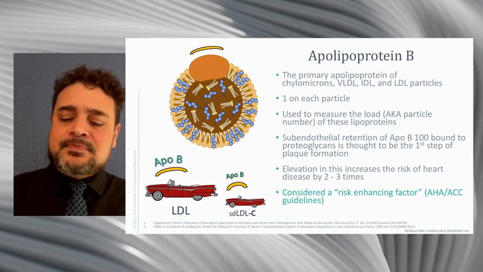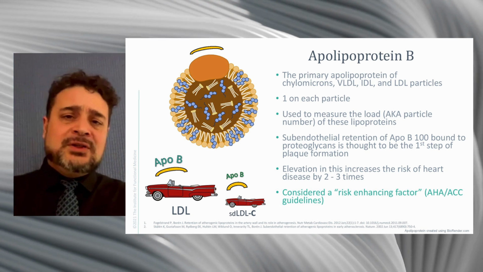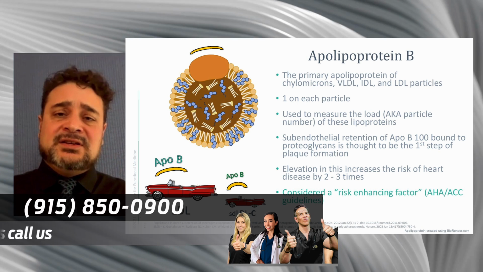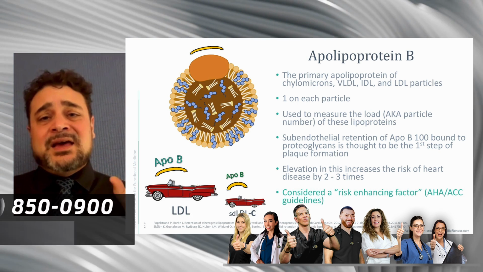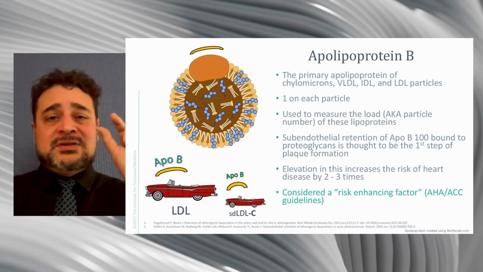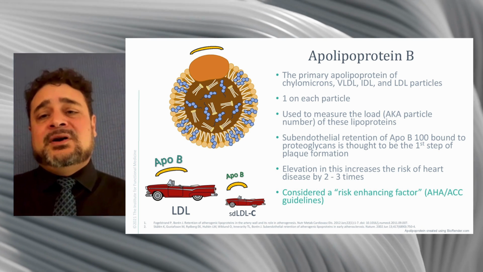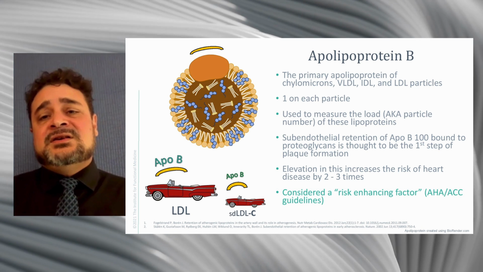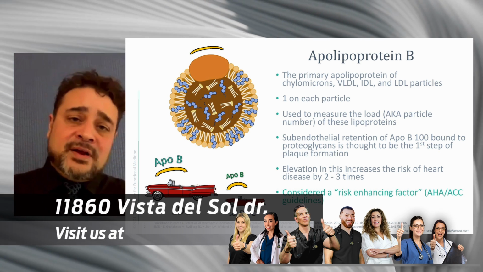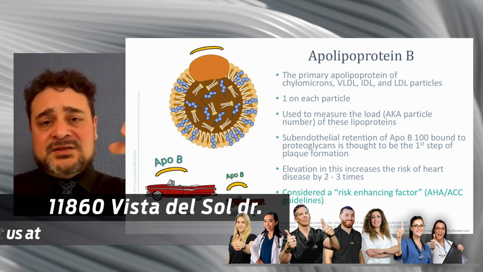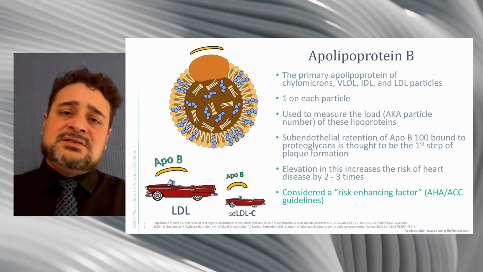So remember, when we looked at the LDL binding to the LDL receptors on the liver, and the liver taking that in, well, guess what? It's the apolipoprotein B that was the binding site. That's where it binds. It's the primary apolipoprotein of chylomicrons, VLDL, IDL, and LDL. There's one on each particle. So because there's one on each particle, it's a nice way that we can see what the load is.